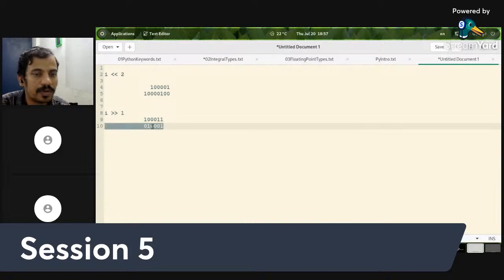Suppose let's say I perform a shift by two positions. What would be the result?